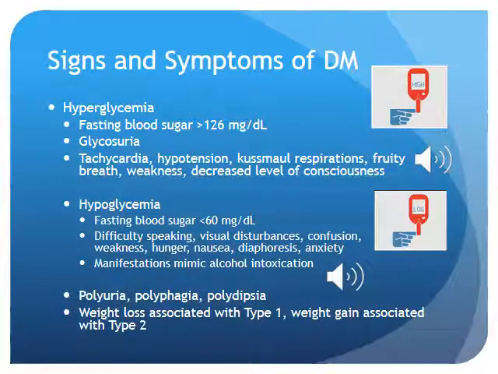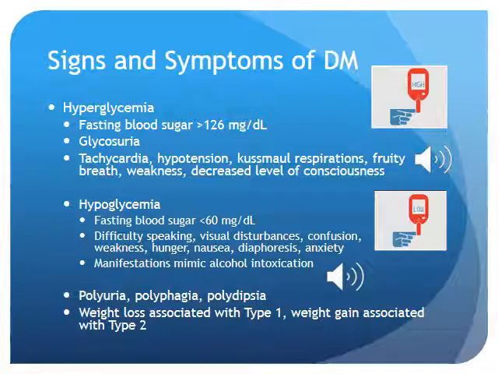Some of the signs and symptoms of diabetes are hyperglycemia and hypoglycemia. For hyperglycemia, the fasting blood sugar is greater than 126. The patient will develop tachycardia, hypotension, Kussmaul respirations, fruity breath, weakness, decreased level of consciousness, and glycosuria.